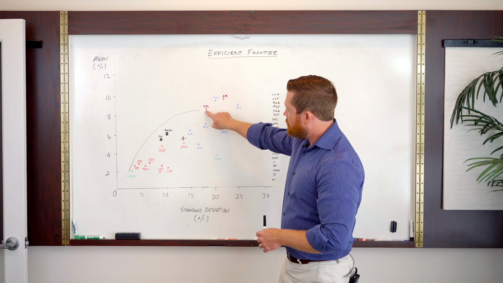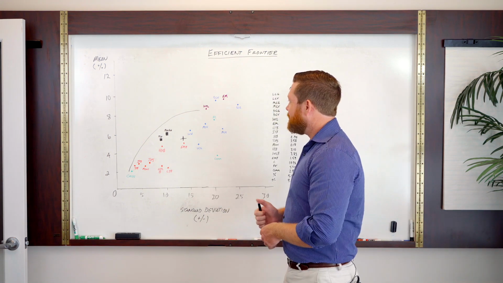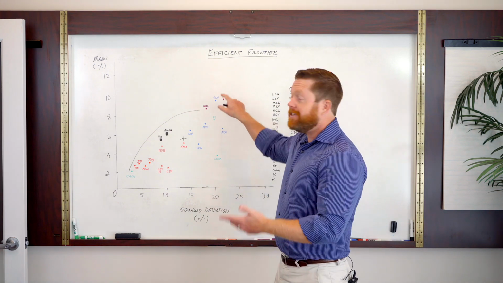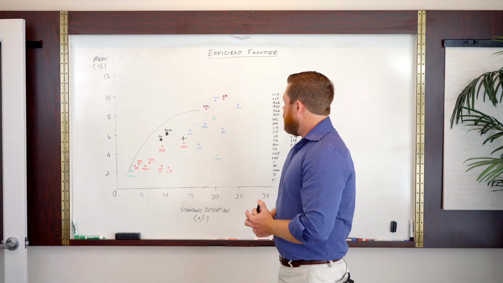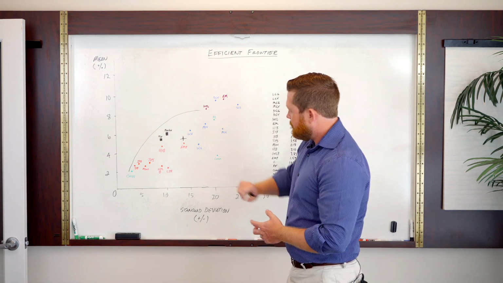International is lower return, lower risk than emerging markets. That makes sense, right? That's what we would expect for like a German company versus an Indonesia company. So that covers all of that. Real estate comes in the middle here, as well as commodities.